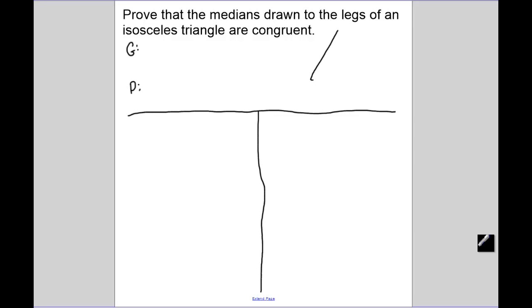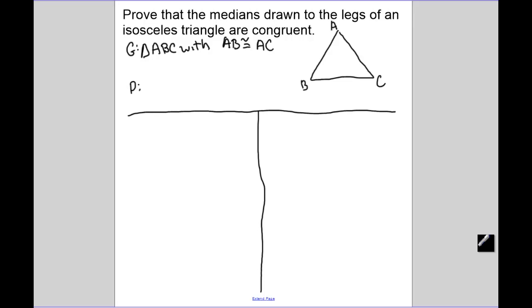Okay, so I have an isosceles triangle. So when you're doing these proofs, you're going to give me a triangle. Let's call it triangle ABC. So triangle ABC, and then when it says isosceles, give me the two congruent sides with AB congruent to AC.